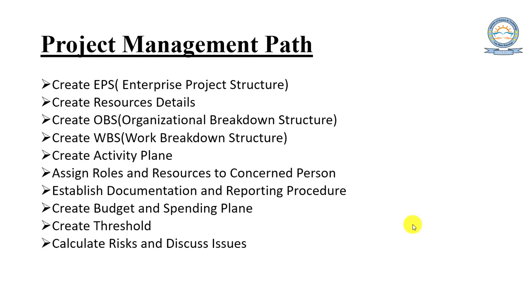Next, we will create WBS, and WBS stands for work breakdown structure. We will divide our project into small parts on the basis of the nature of work. We will create an activity plan: what task will be performed, when it will be started, and what its relationship is with all other tasks. Then we will assign roles and resources to concerned persons.